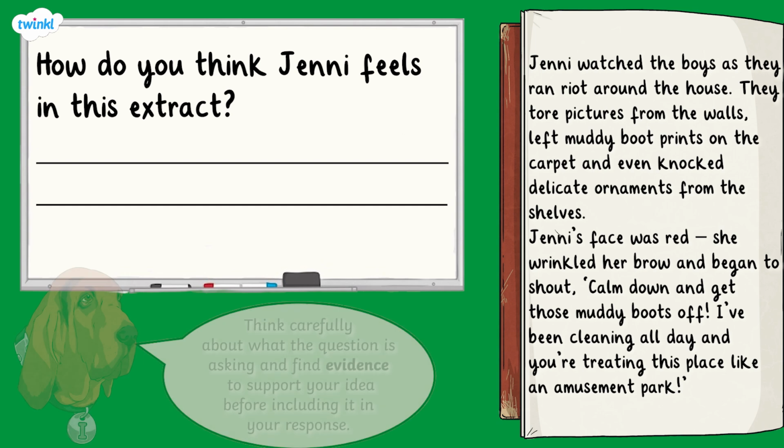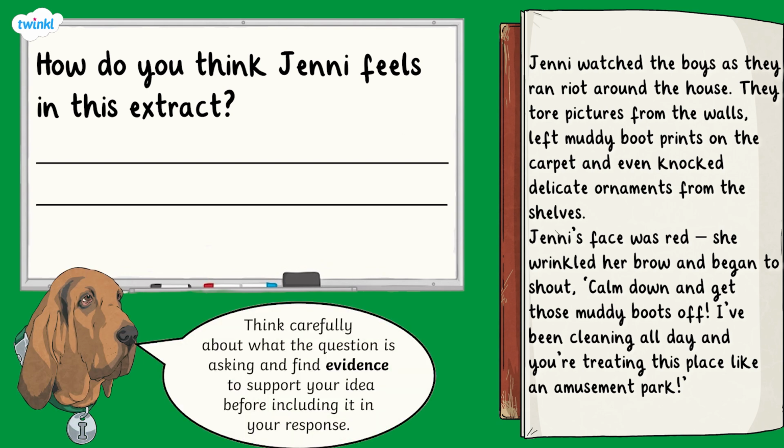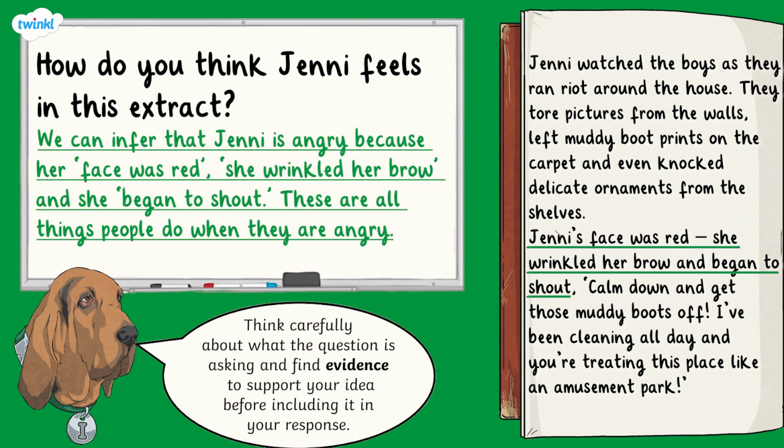To answer the question, we need to look for clues about how she feels. We are told that her face was red, she wrinkled her brow, and that she began to shout. We know that these are all things people usually do when they are angry, so we can infer that Jenny is angry, even though the text doesn't actually tell us. In our answer, we can make that point and then back up our thoughts with evidence from the text. We can infer that Jenny is angry because her face was red, she wrinkled her brow, and she began to shout. These are all things people do when they are angry.